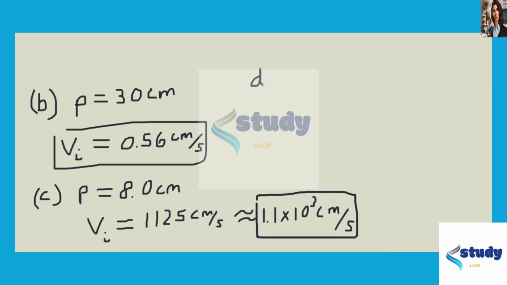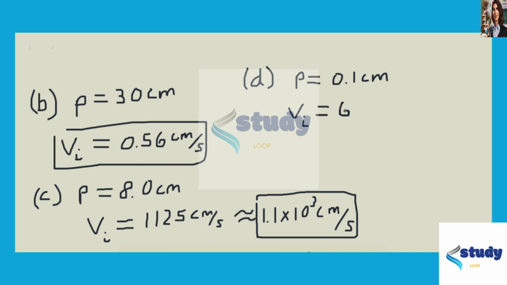And then finally, part D, it's really close. We're going to say that P is equal to 10 millimeters, which is 0.1 centimeters. We'll keep everything in units of centimeters to be self-consistent. Plugging that value in, we find that v sub I is equal to 6.7 centimeters.